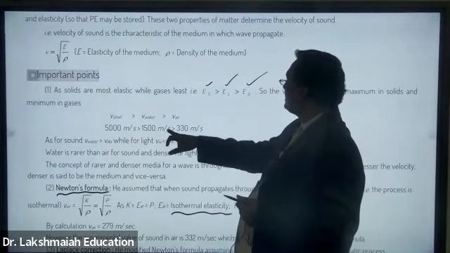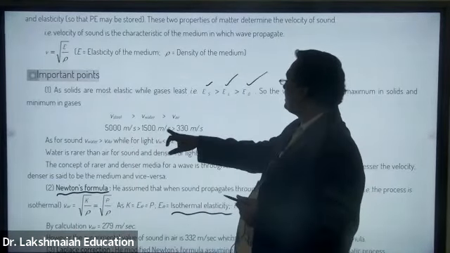So Newton's formula. He assumed that when a sound propagates through air, temperature remains constant. I think some of our students are favorites of that Newton, of course, I don't know. But always Newton will do some correction here, not direct equations. So here also, he assumed that sound propagates through air with the temperature remaining constant.